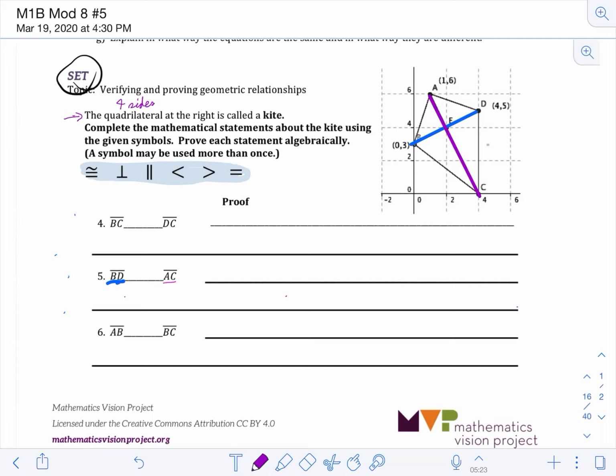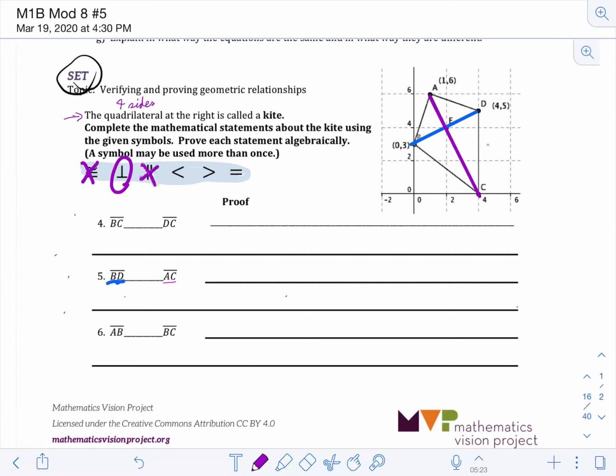Are these two lines congruent? Definitely not. They're not the same size. They're kind of the same shape, but they're not the same size. Are they perpendicular? Well, they look kind of perpendicular. That one might be true. Are they parallel? Parallel means they're going in the same direction. They're definitely not going in the same direction. They're not parallel.